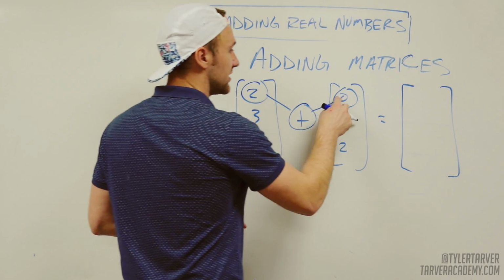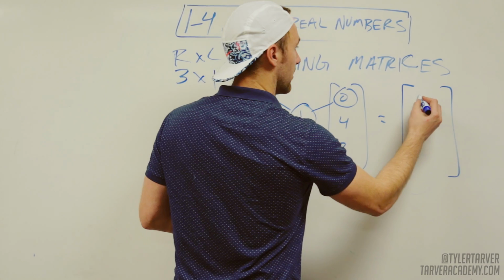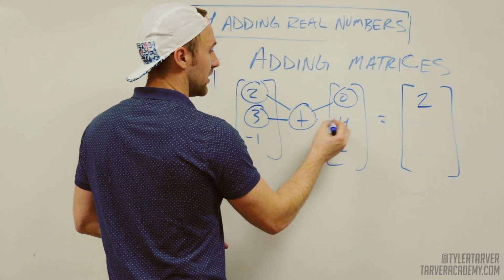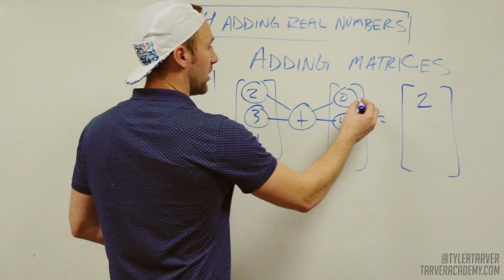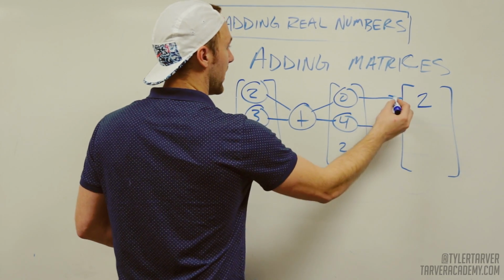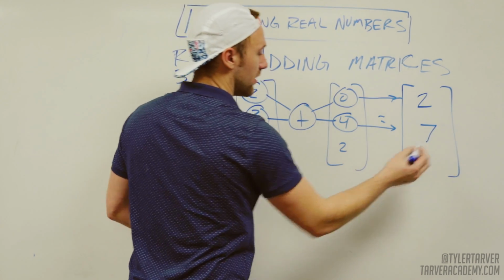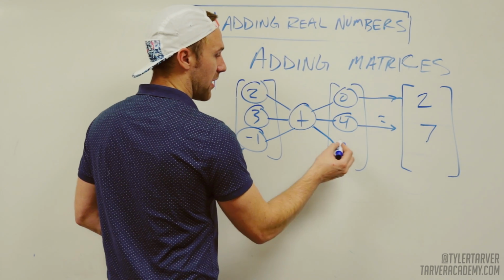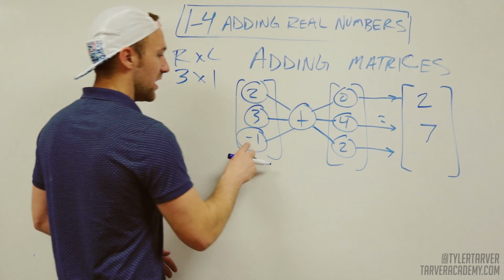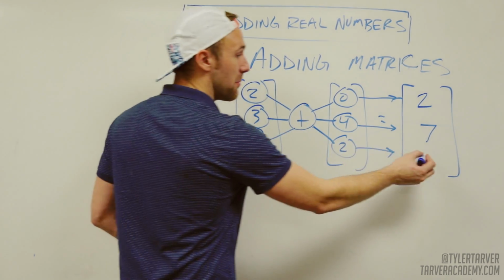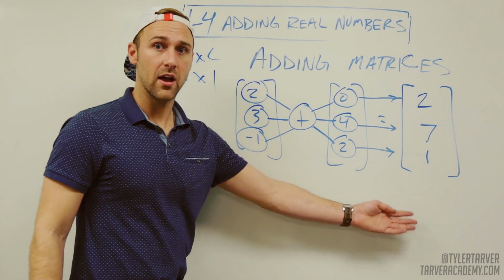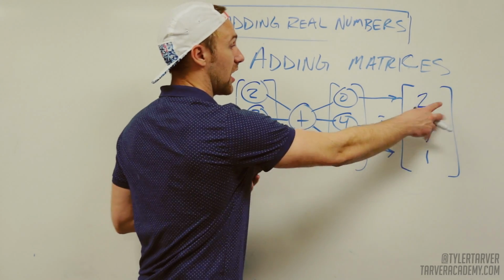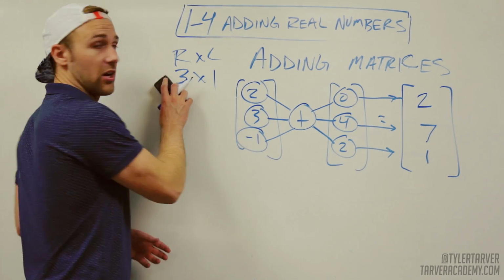So 2 plus 0 is 2. Next we do the second one. 3 plus 4 equals 7. And then we'll do our last one, the bottom one, -1, plus the bottom, which is 2. -1 plus 2 is +1. So this would be my answer to that problem. So again, is this 3 rows by 1 column? Yes. All right, so we're good.